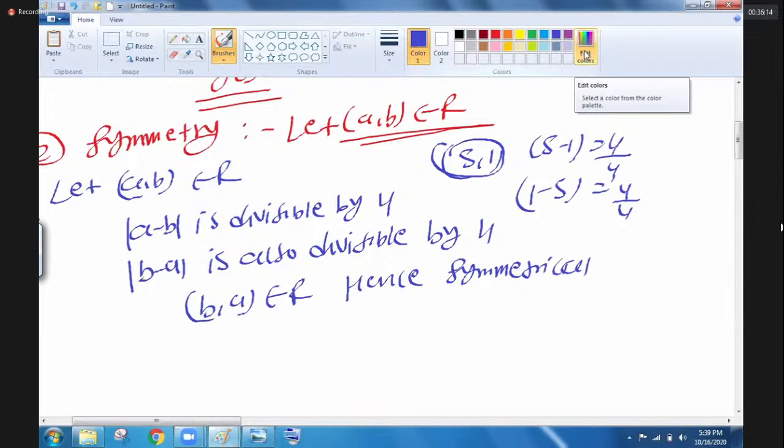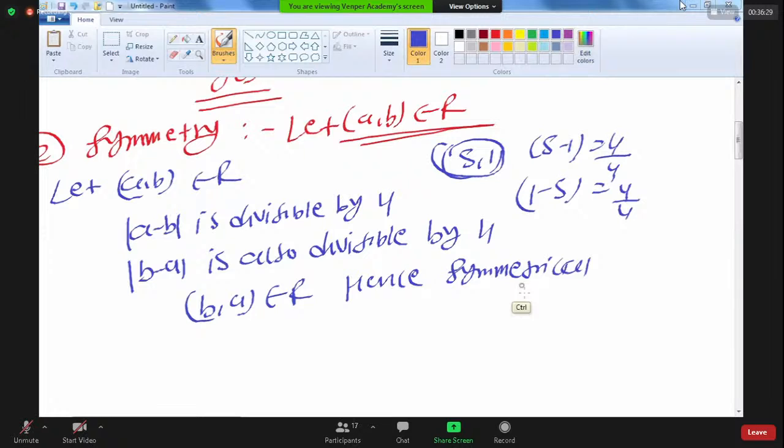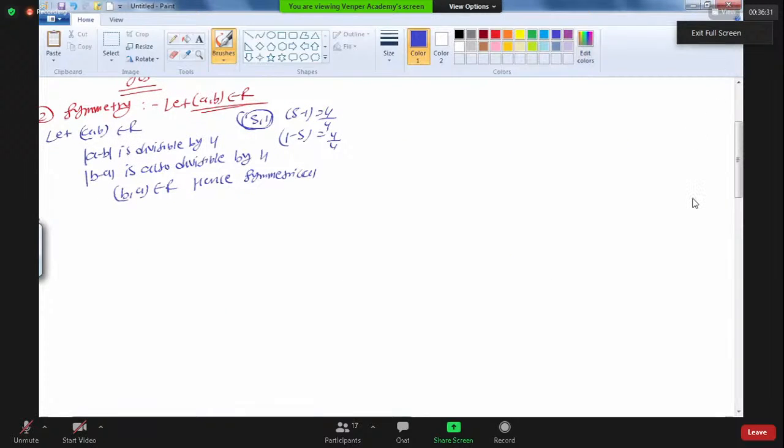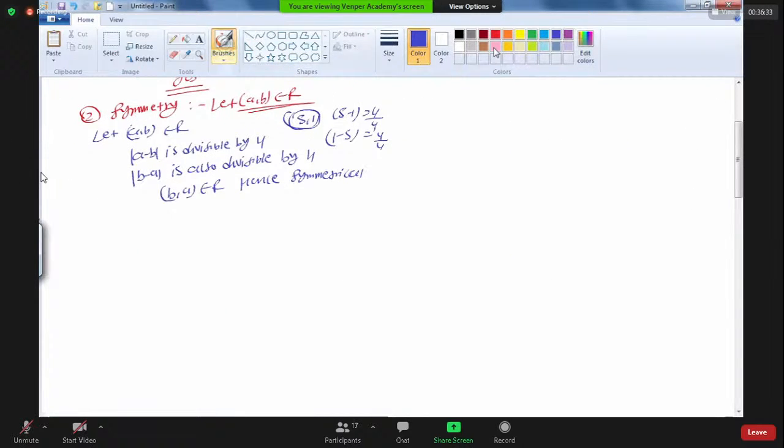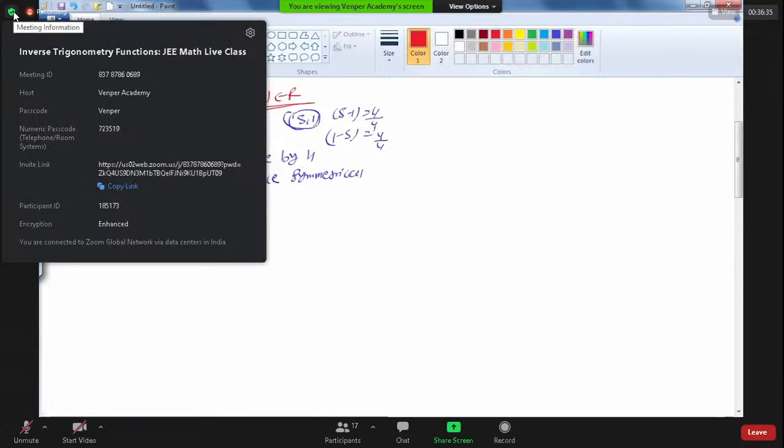What else can I take? I can take maybe 8. Can I take 8, 2? No, I will get 6. There are so many pairs. So symmetry is also justified here. Symmetry is also justified by logic.